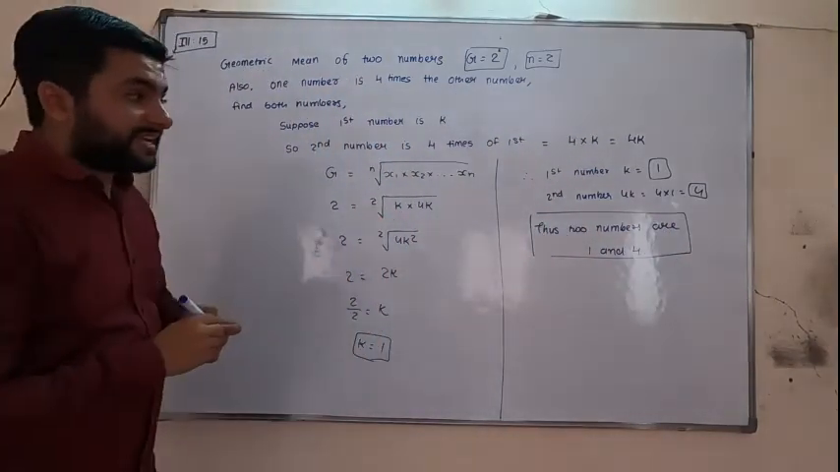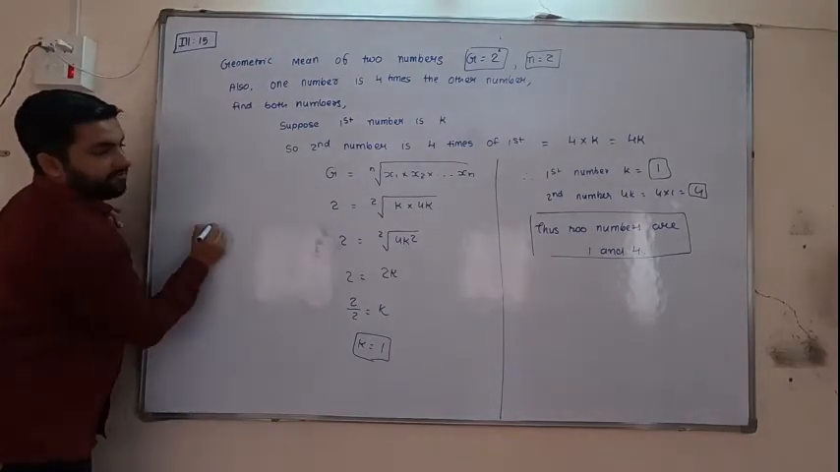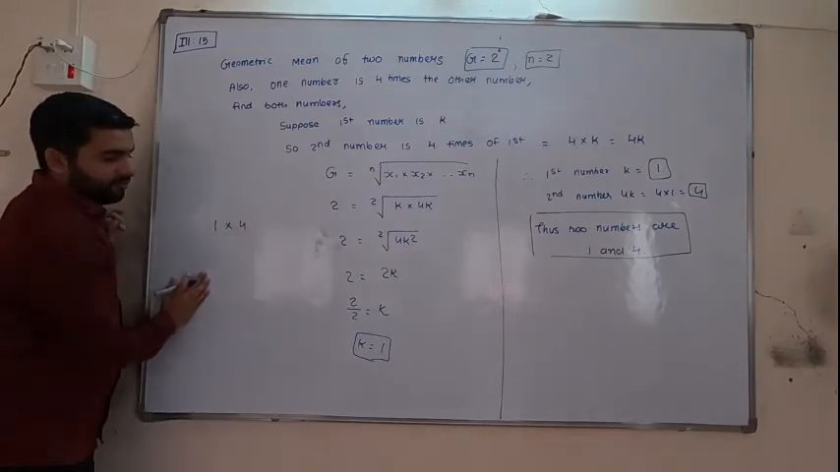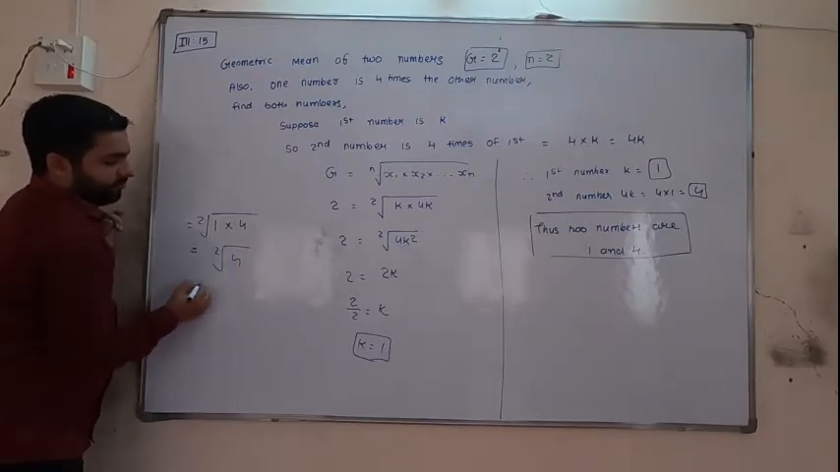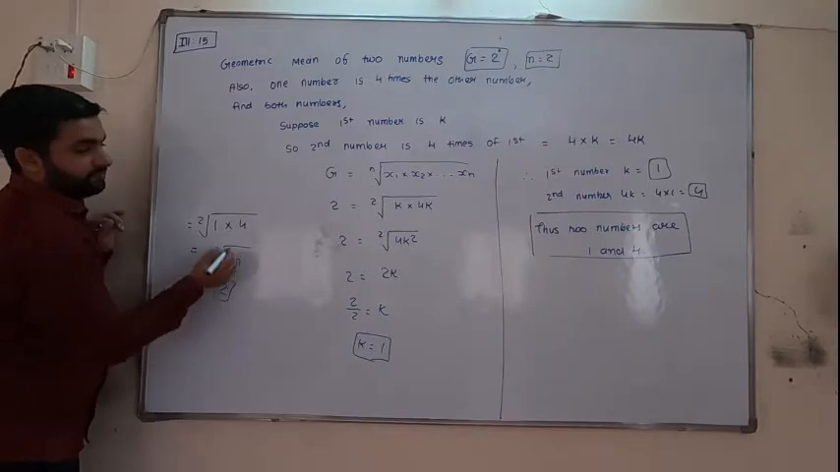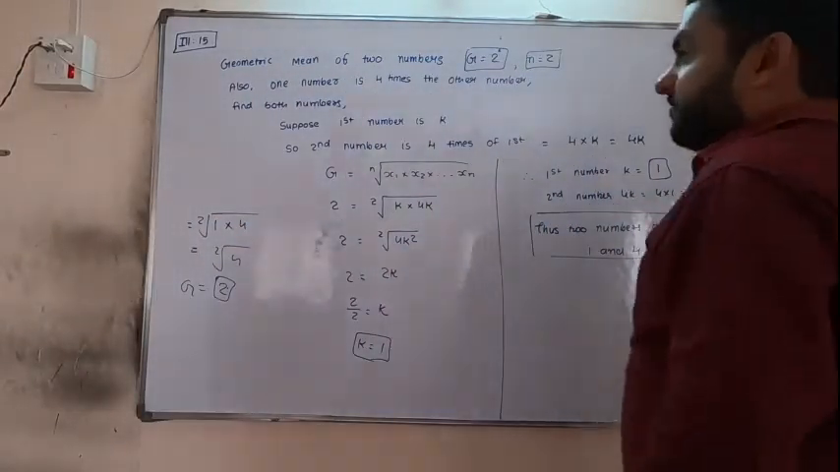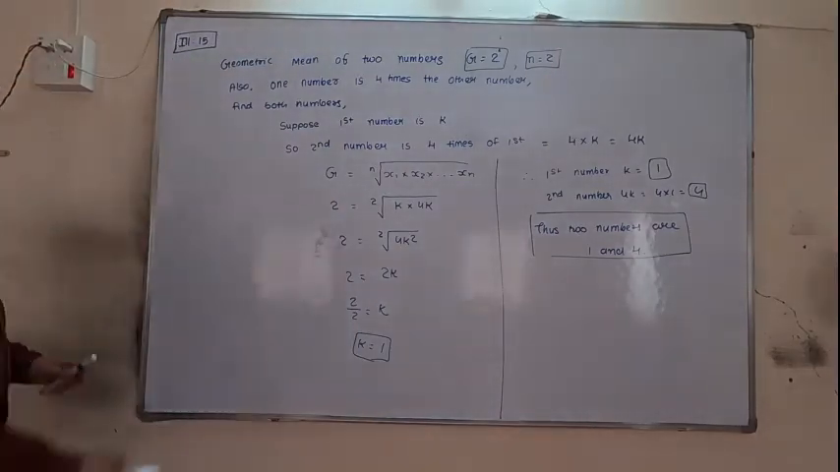Now, if you want to check whether our answer is correct or wrong, then use this. Instead of k, we are writing 1. Instead of 4k, we are writing 4, because 4 ones are 4, both numbers. And if we are taking its second root or square root, then 4 ones are 4. Second root of 4 is 2. The answer is 2. We can check. Okay. So illustration 15 is also completed. Now we are going for the last illustration, that is illustration 16.